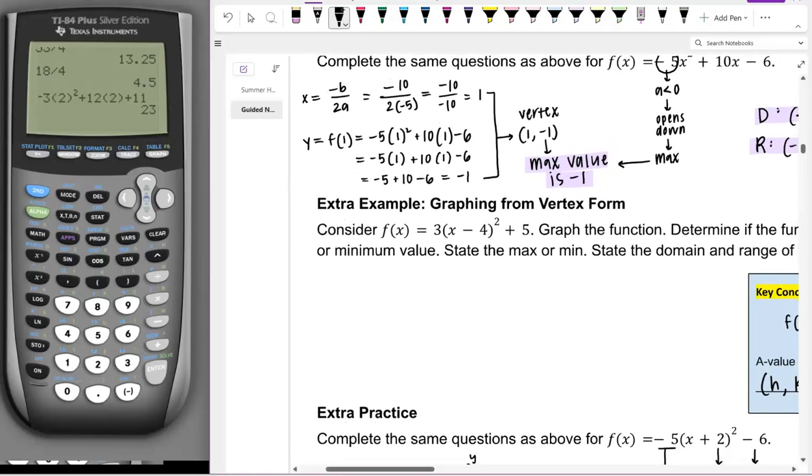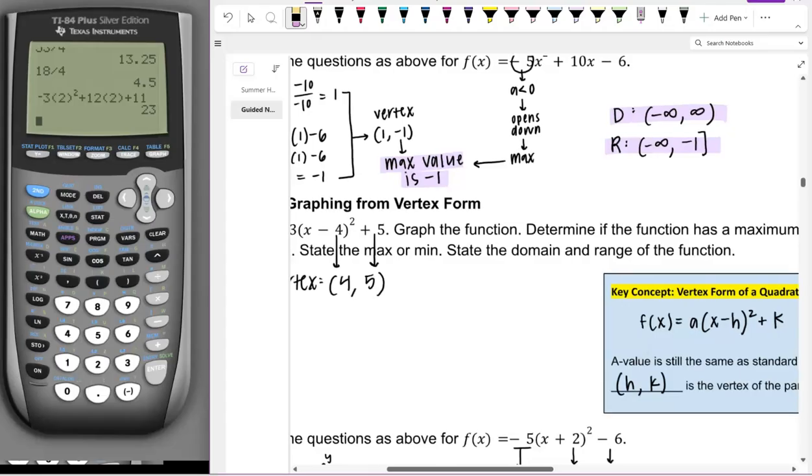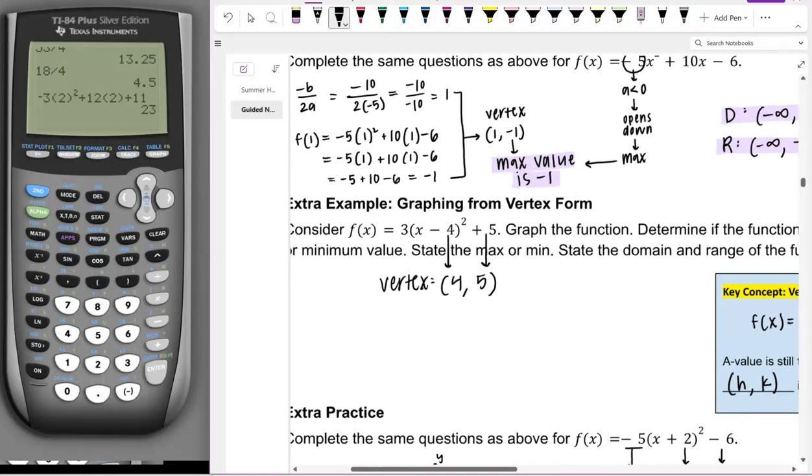If I'm looking at this function, I know the vertex is going to be positive 4, comma, positive 5. Since it's in the form x minus 4, and remember the equation is x minus h, I know h is positive 4. So if I fill in a positive 4 there, it would have x minus 4. And then in the equation, it's plus k. So I just keep whatever I see at the end. Since I see plus 5, I keep that as positive 5. So my vertex is 4, comma 5.